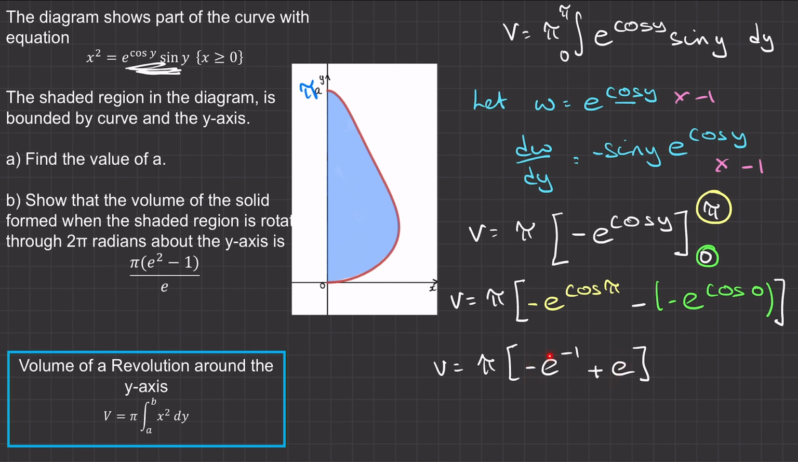And we can tidy this up. So we get V is equal to pi times e minus 1 over e. And if we write this e as e over 1, and we can simplify this, so our volume is equal to pi times e squared minus 1 over e. And this is exactly what we were asked to find here.